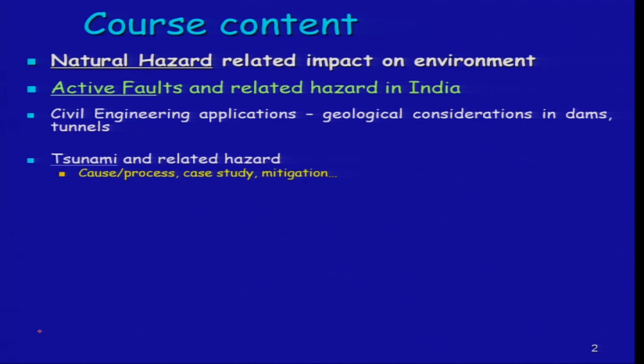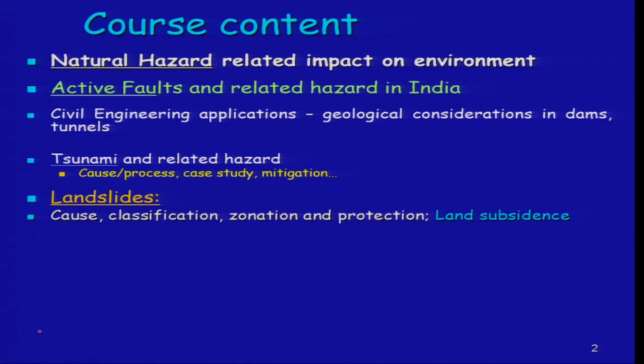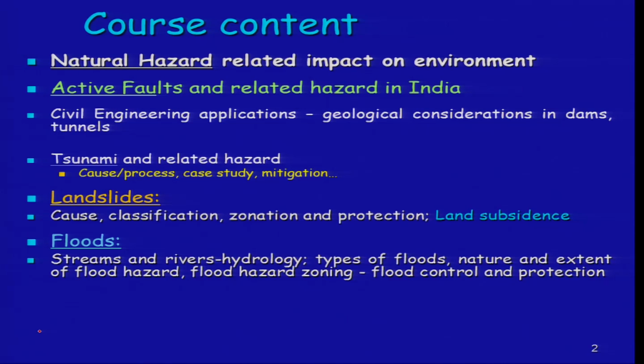Then we will have a few lectures on tsunamis and related hazards: causes, processes, case study. In the case study we will talk about what happened in 2004 in India, because we had a very major event in 2004 along the Sumatra Andaman subduction zone. Then landslides: causes, classification, zonation, protection and land subsidence. Then we will talk about floods: streams and river hydrology, types of floods, nature and extent of floods, flood hazard zoning, flood controls and protection, and finally the groundwater.